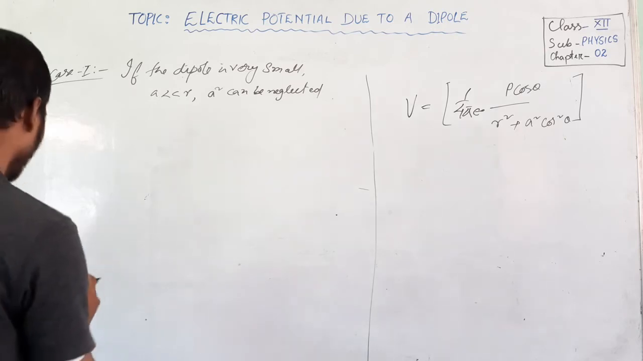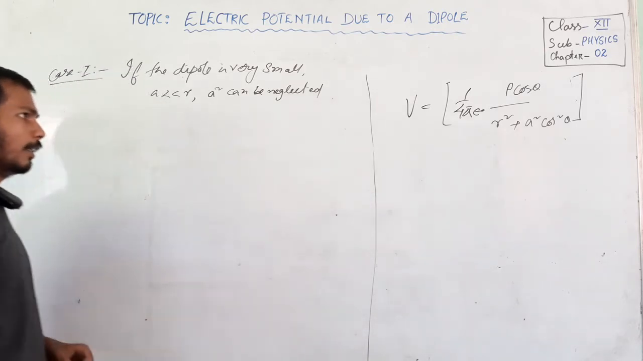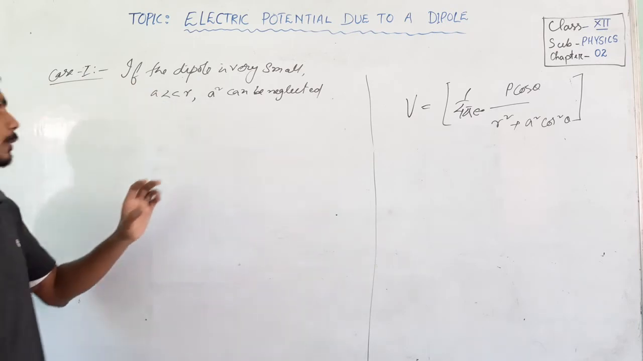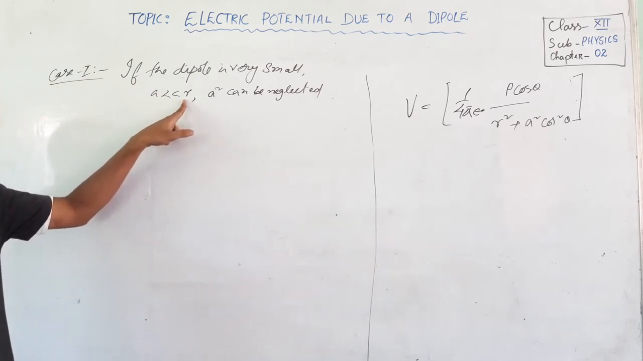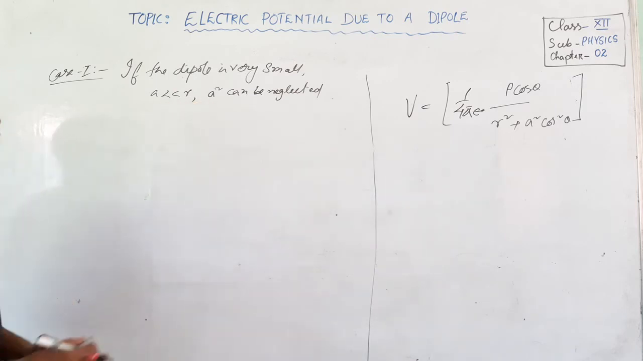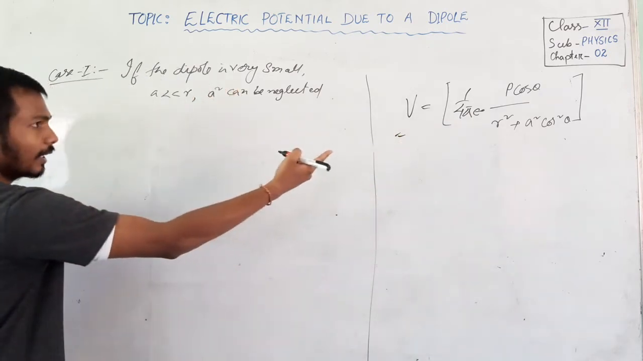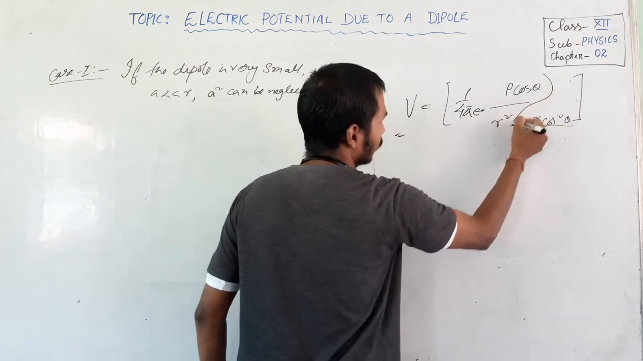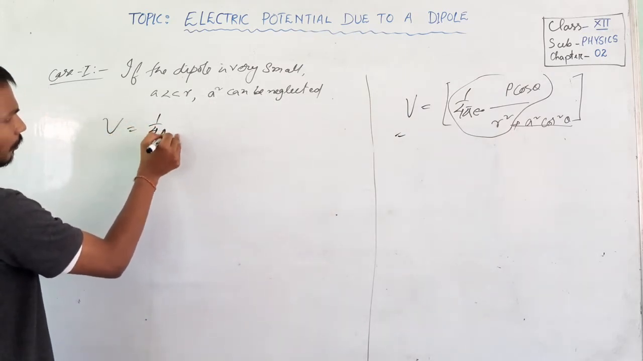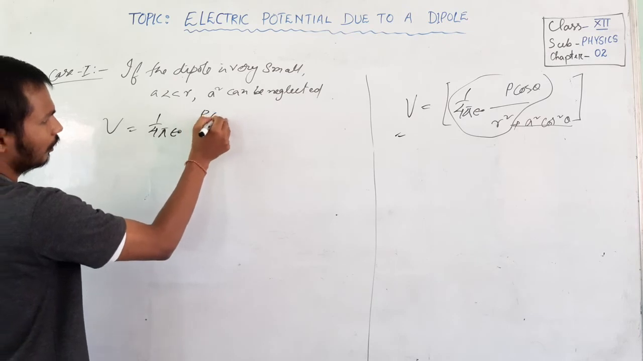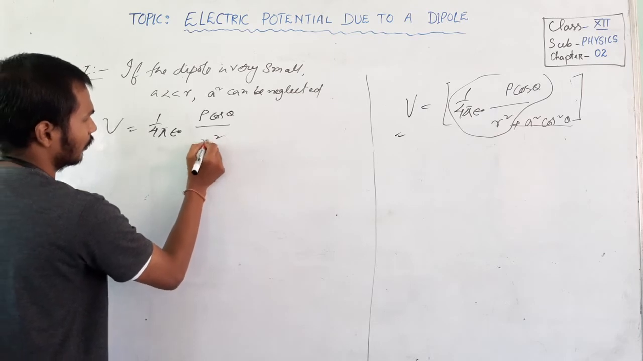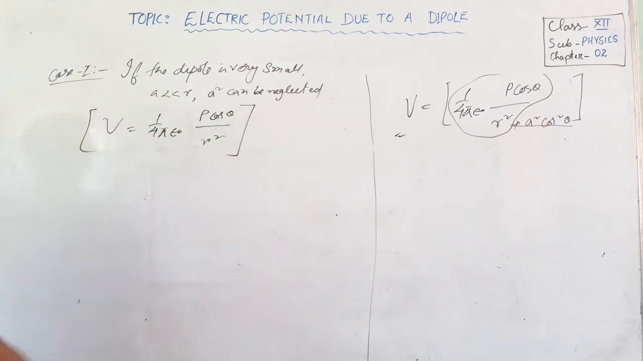Now we're going to discuss three cases. Number one, if the dipole is very small, then A is very much smaller than R. Then A square can be neglected. Okay. So in this formula, if A square can be neglected, then the only remaining term is this term. So we can write V will be equal to 1 by 4 pi epsilon naught P cos theta divided by R square. Okay, this is the potential.